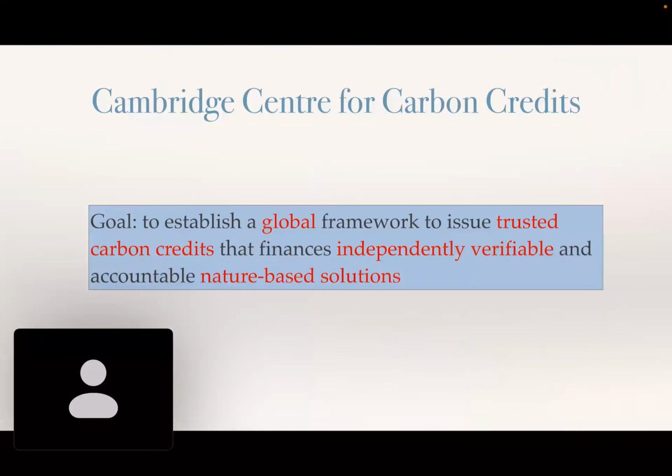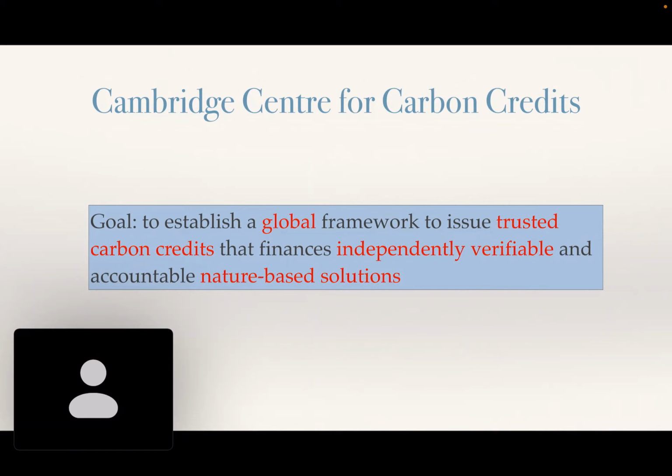So we set up the Cambridge Center for Carbon Credits just about a year ago to establish a global framework to issue trusted carbon credits for independently verifiable and accountable nature-based solutions. So all this stuff in red is basically the highlights of what we try to do. We wrote this sentence almost a year and a half, almost 2 years ago now, and we haven't had to change a word of it. It's really exactly what we're doing.